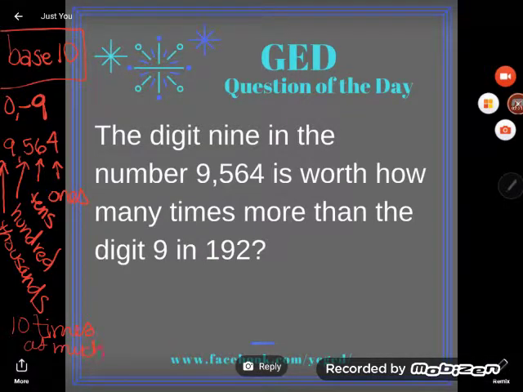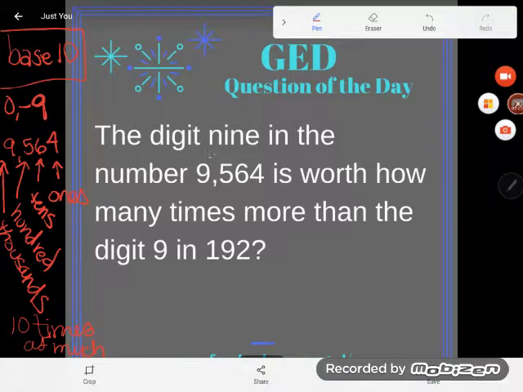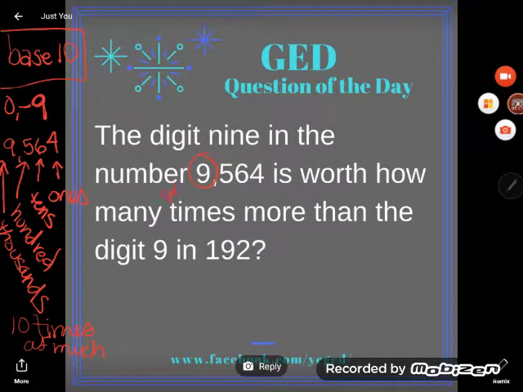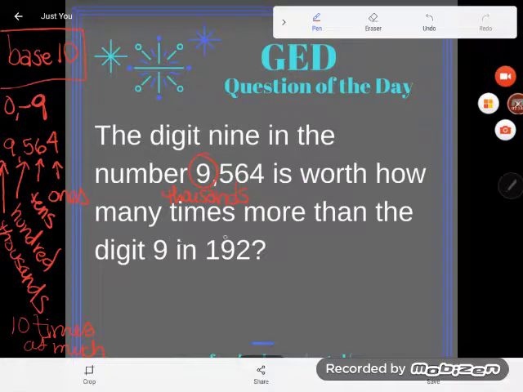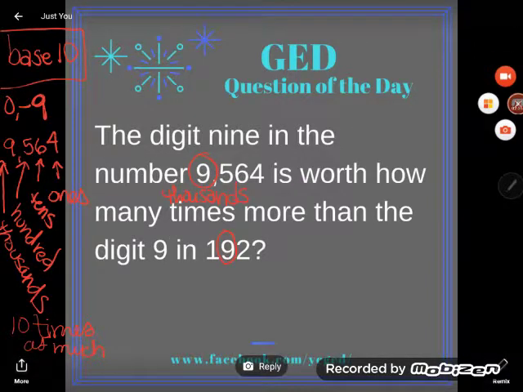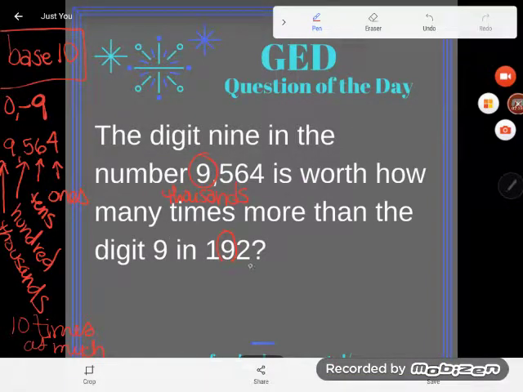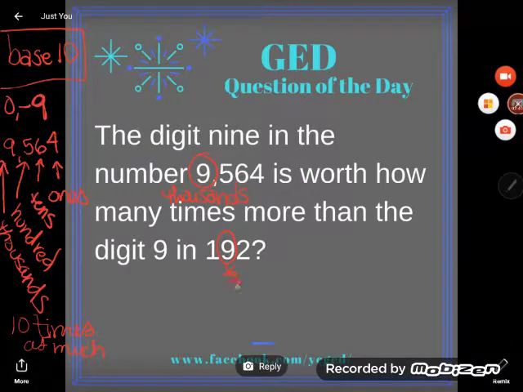Now take a look at these two numbers. Here I have a digit 9 in this number. Notice where the 9s are at in this number. They're in the thousands place. And I'm asking you, that's worth how many times more than the digit 9 in this number? Now, what place is that digit 9 in? That's in the tens place.